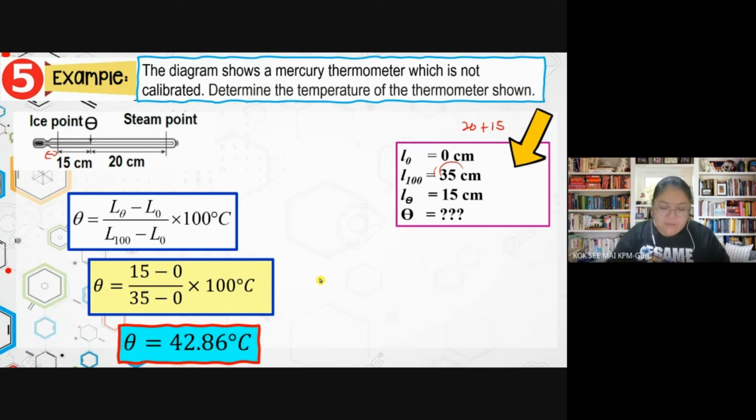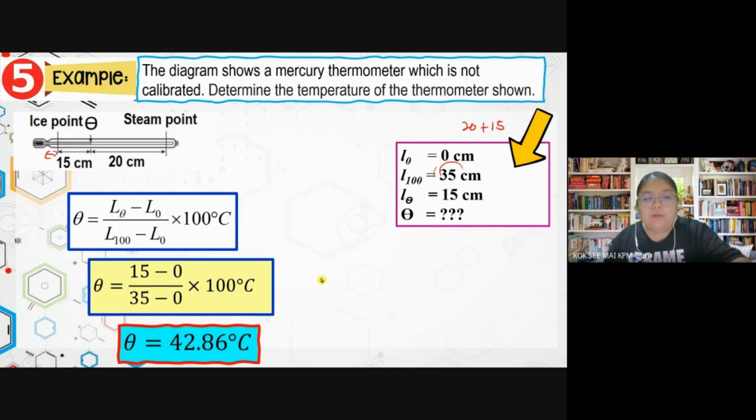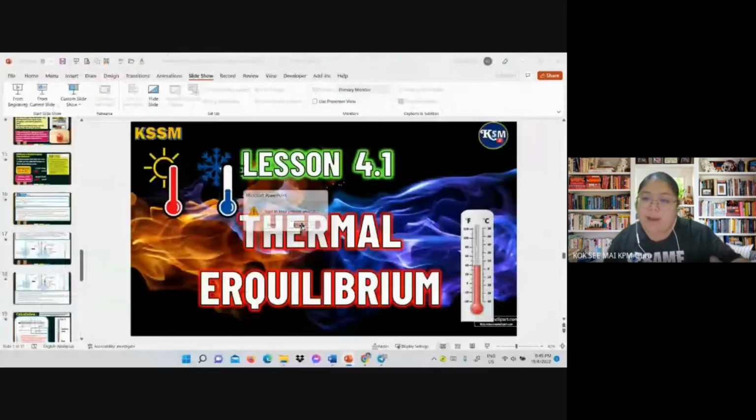Then some is about the concept. If you understand, then you do it first. Okay, if no problem, we just end from this part.